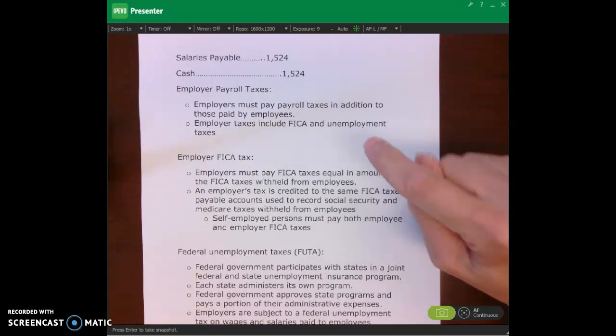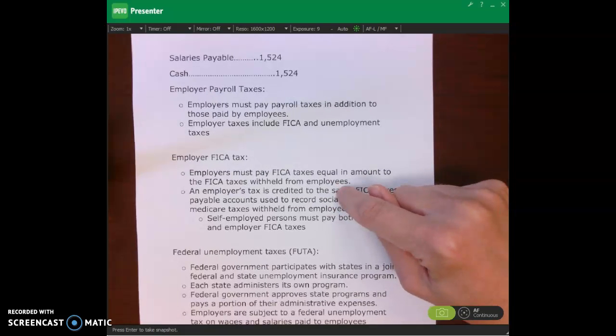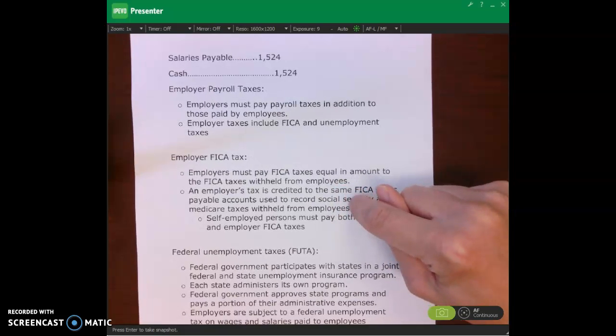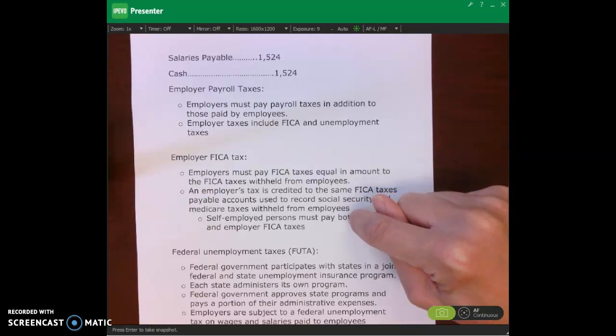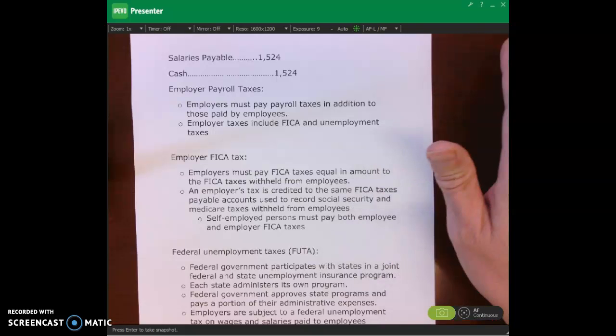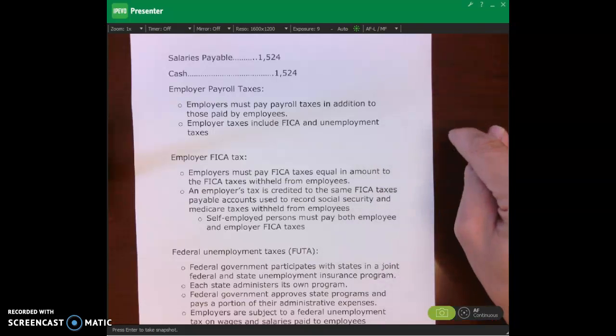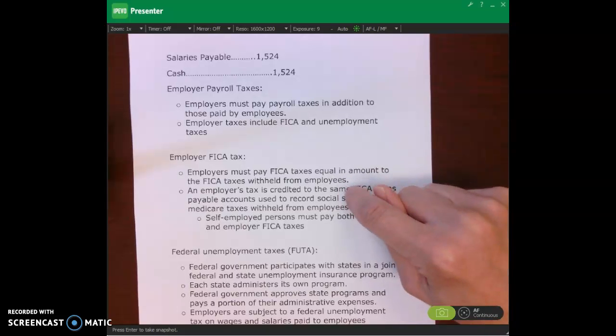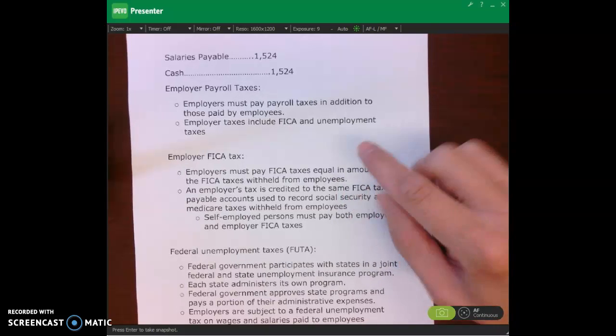So again, the employer is going to pay 6.2% up to the $132,900 for Social Security, and 1.45% of all salaries for Medicare. That is an additional expense for the employer. This is an additional expense for the employer, okay?